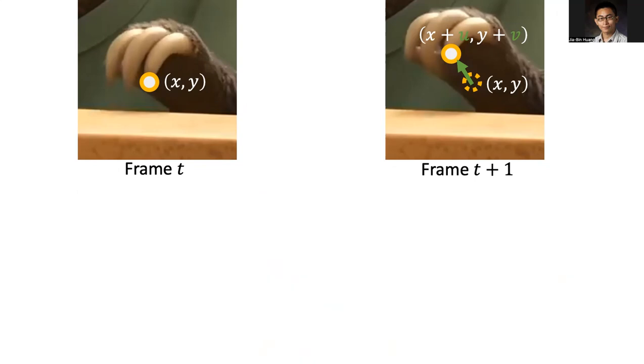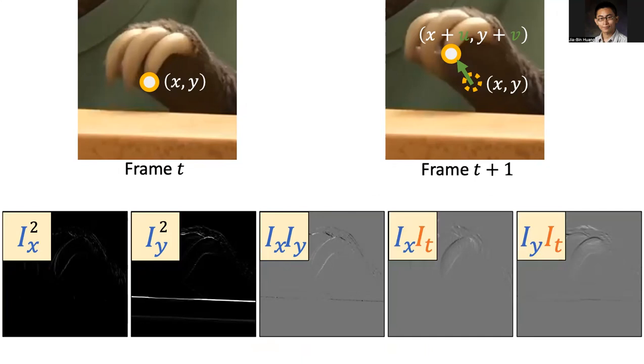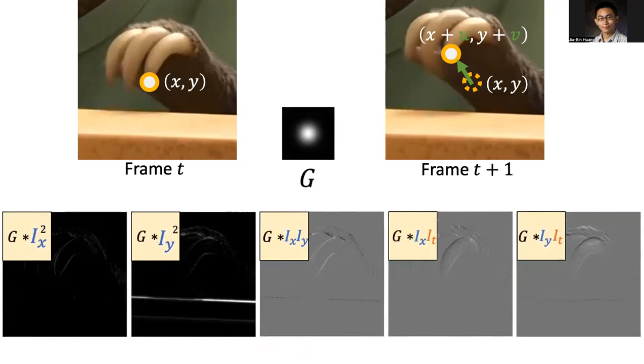What you do is take Ix squared, Iy squared, and IxIy for every location. It's not very well visualized, but you get the idea. For every location, you have this 2 by 2 matrix. On the right hand side, you have Ix It and Iy It. It is just element-wise multiplication. Similarly, you replace the summation with a Gaussian filter. You just convolve a Gaussian filter.